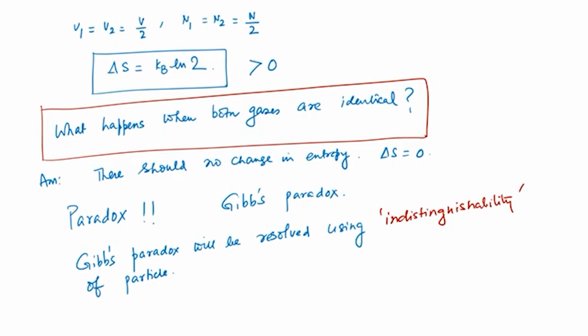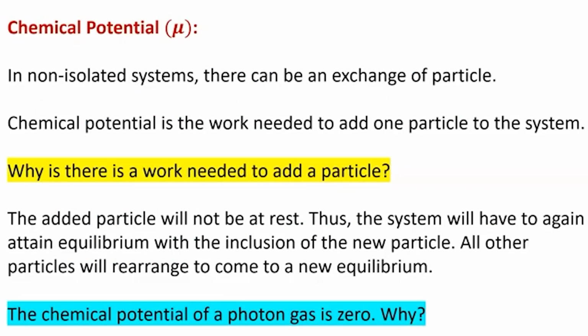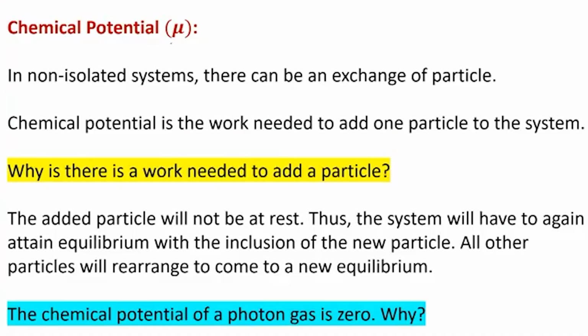Coming to what is called a chemical potential, there is another important concept that will be there throughout statistical mechanics, and it is defined with the symbol mu. In a non-isolated system, that is, a system in contact with the surroundings, there can be exchange of particles in addition to exchange of energy. And chemical potential is the work required to add one particle to the system.